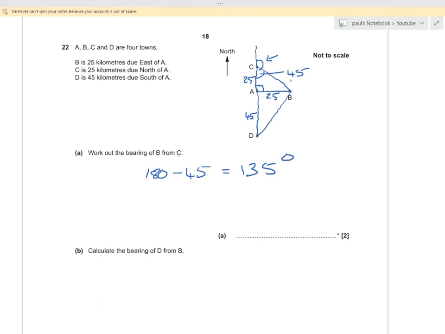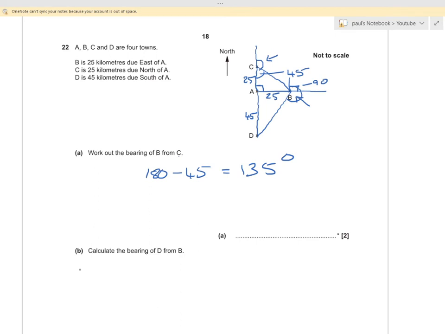B. So we need to find that angle there. What are we going to do? Can we use trigonometry, I suppose? Have a look. We know that's 90. So there's 90 at least. Now we need to find this bit here and add it onto there to find the bearing. So we need to find that angle.